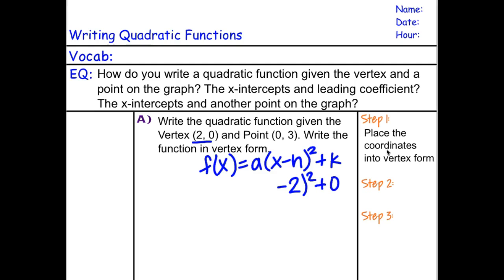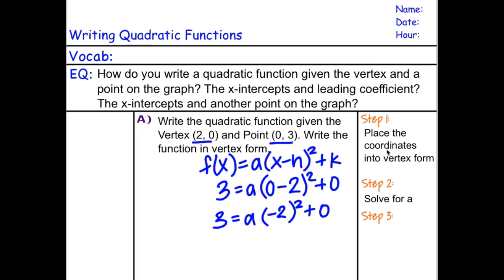And then we're going to place that point. Also, we have 0, 3, so that's 0 for x. We still have a, and then our y is 3. So we're going to solve for a now. We simplify this down. We've got 0 minus 2, which is negative 2 squared plus 0, and we've got a equals 3. Well, plus 0, that cancels out. Negative 2 squared is 4 times a equals 3. And then we divide by 4. So we get a equal to 3/4.